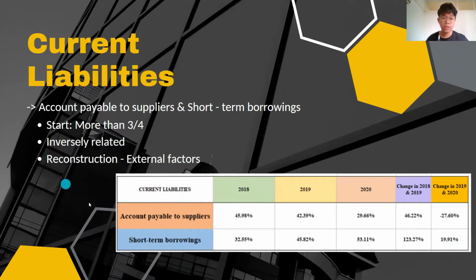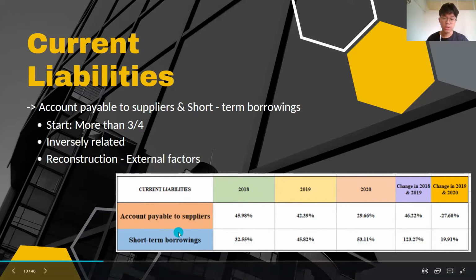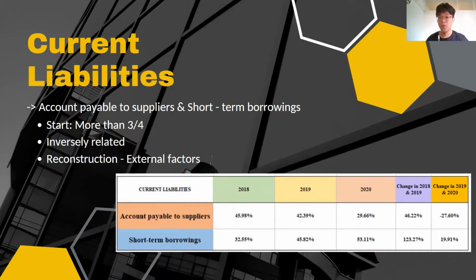But they are inversely related. Accounts payable to suppliers went down a lot, and short-term borrowings went up. Maybe this is because of the restructuring we just talked about, the short-term strategy of MWG, and they may have chosen it because of external factors like COVID-19. They needed a safer strategy rather than a long-term strategy, because we don't know what consequences the COVID-19 disease can bring. So MWG chose a more short-term strategy.